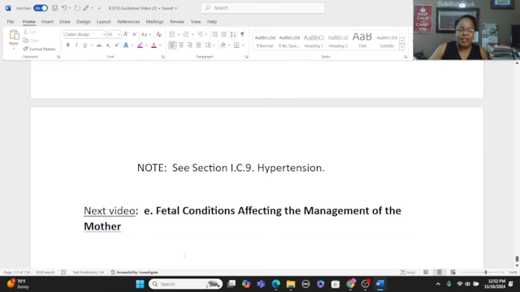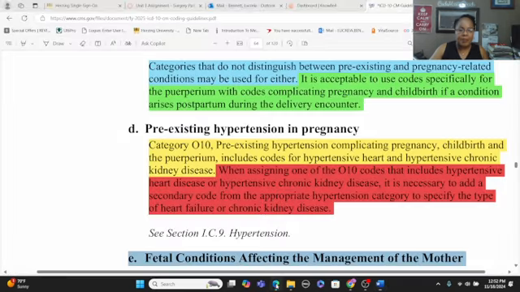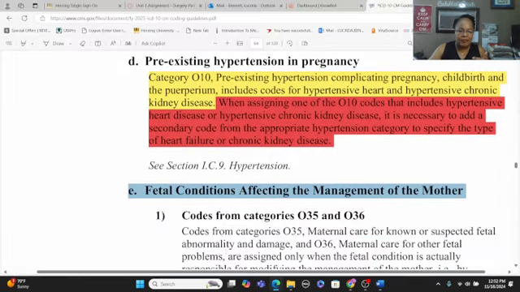Okay, guys, in our next video we'll move on to E, fetal conditions affecting the management of the mother. And that's the next part of our guidelines. We'll be starting at E.